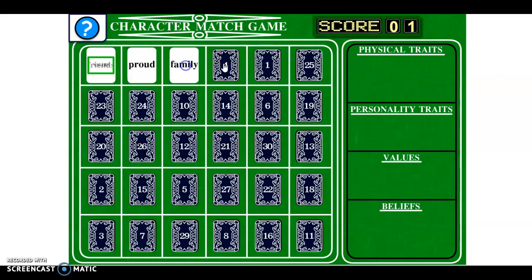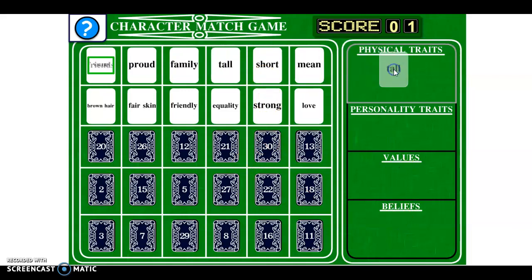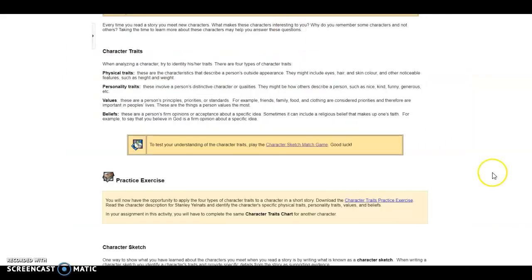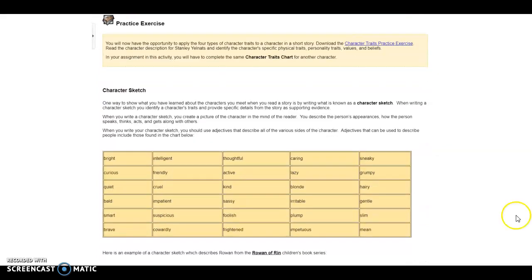You just go through all of these, and you'll see they're all different words that can describe either physical traits, personality traits, values, or beliefs. So something like tall, we would put under physical, of course. It's just to give you a sense of the different types of character traits that we come across in characters. All right. Once you're done with that, there is another practice exercise that you can take a look at.